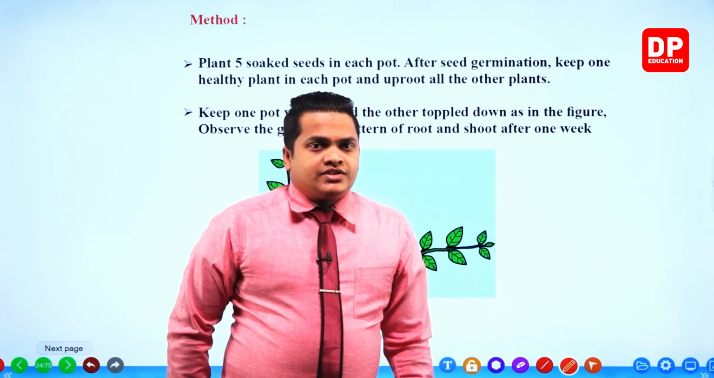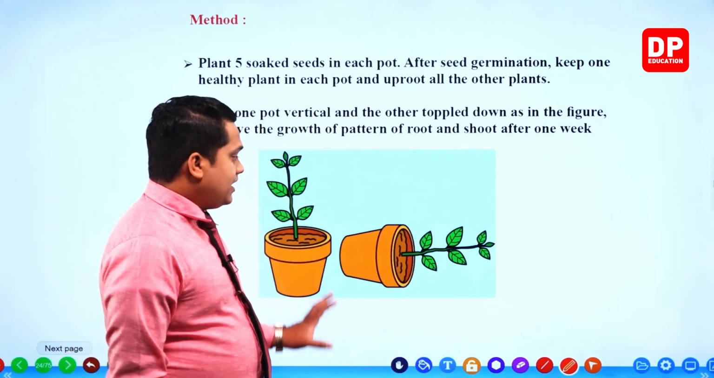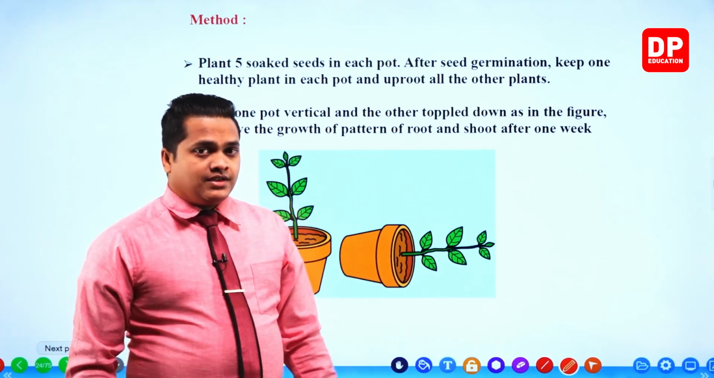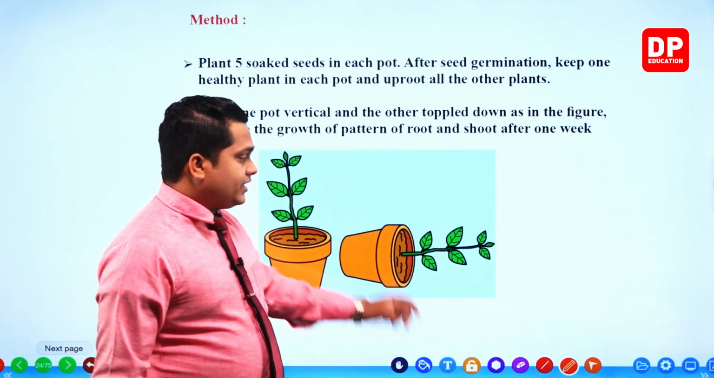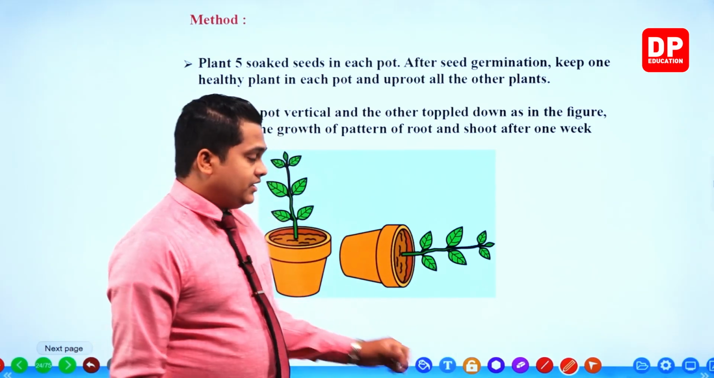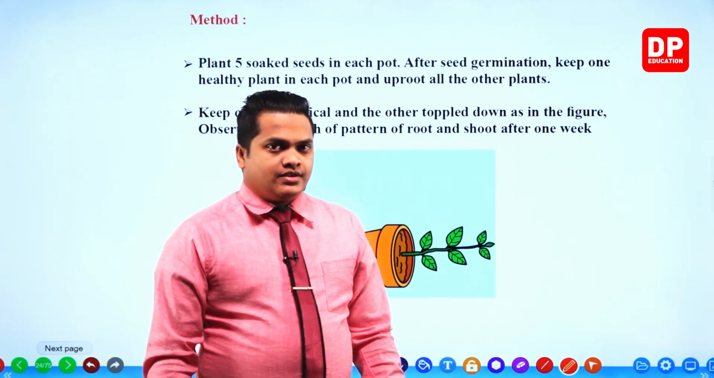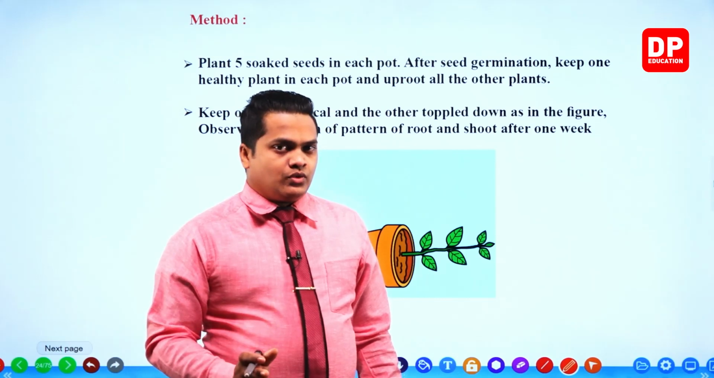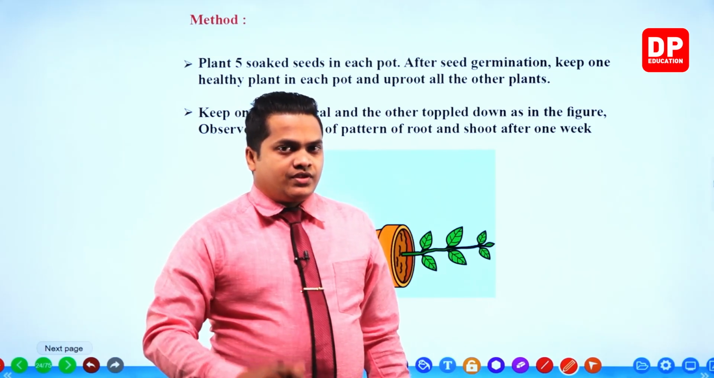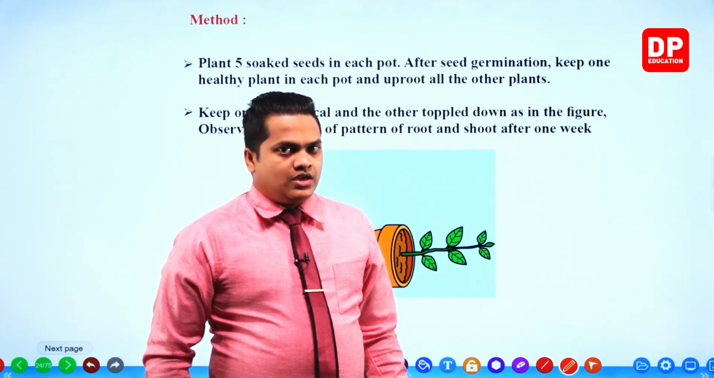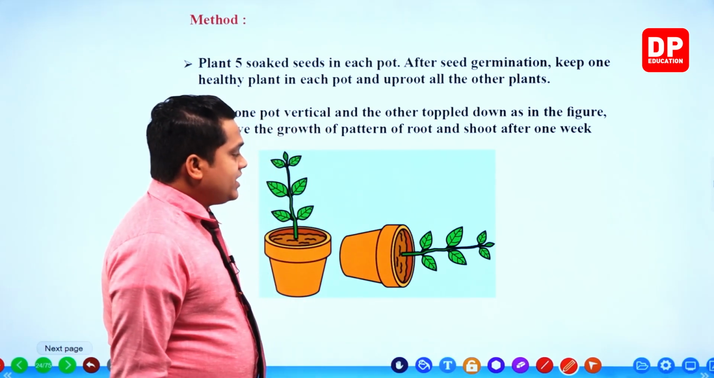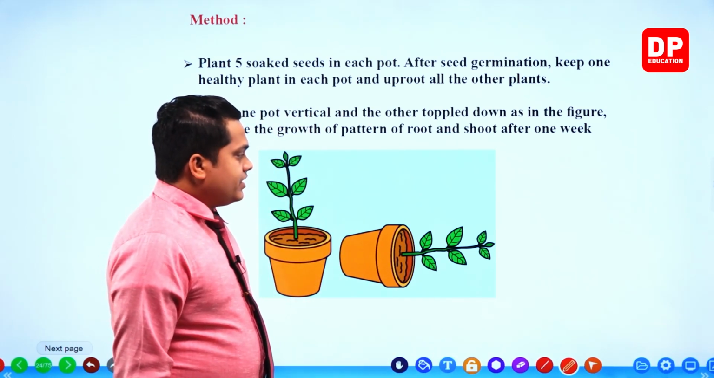Okay, so it's important to keep the plant in the same way like this. Don't turn it vertical as in the first figure. You have to keep it in the same way for about 1 week. Then you have to observe the direction of the root and the direction of the shoot which is growing. Okay, so this is how to do the activity, my dear children.